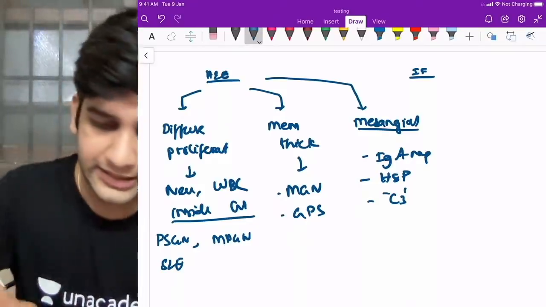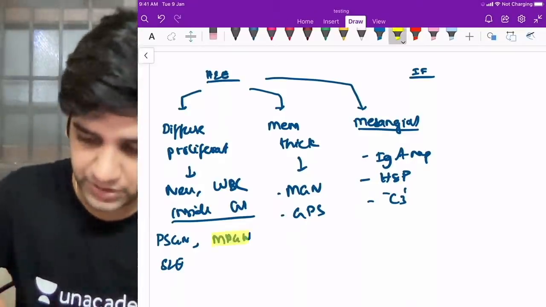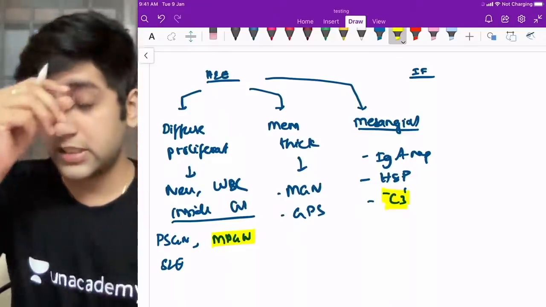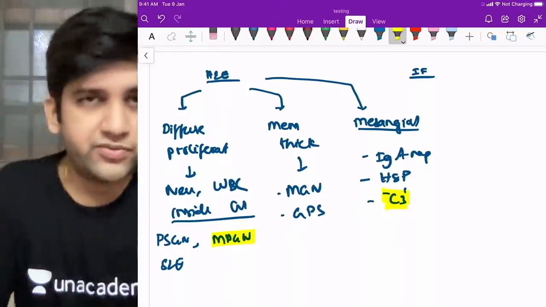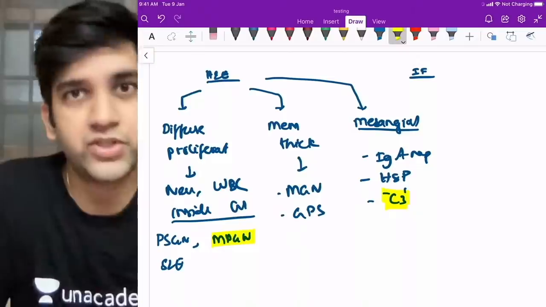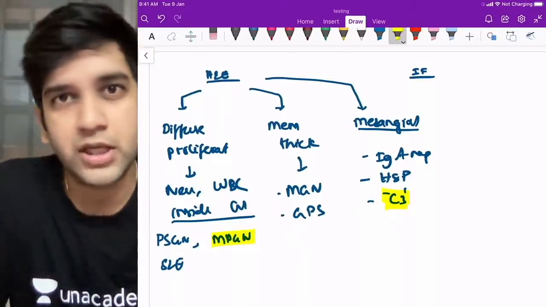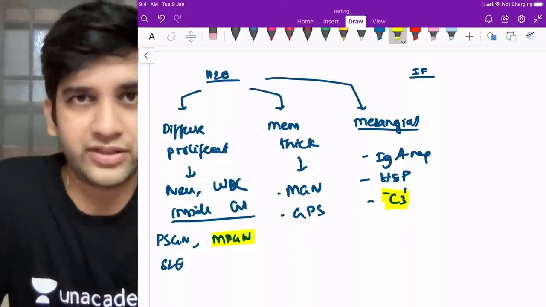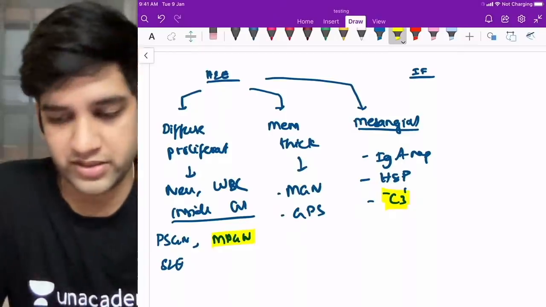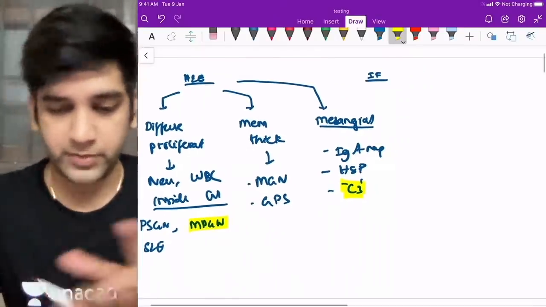mesangial pattern. See, generally this disease, MPGN C3 dense deposit disease, is not for undergraduate. I would at least prefer not to give a microscopic image for MPGN and C3 dense deposit disease for undergraduates, because it's a bit difficult, it's a bit complicated, it's a very complex disease, right? These are the H&E patterns for me.